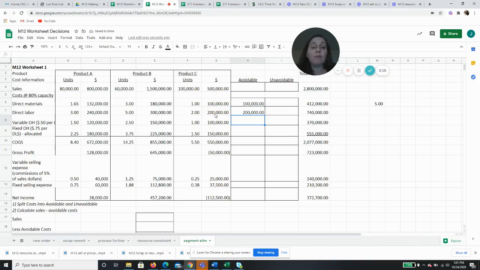Variable overhead. So the variable overhead, that was things like, remember when I made my face mask, things like thread. If I'm not making face masks, I'm certainly not going to buy thread. That wouldn't make any sense. So that is avoidable.